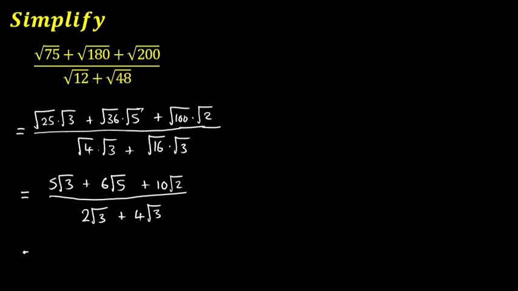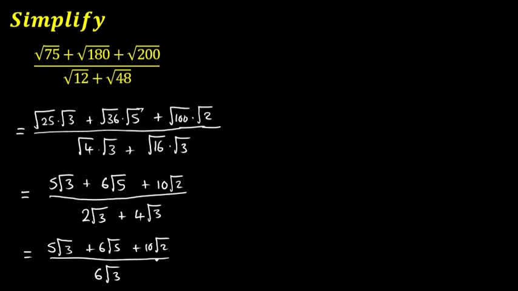So in the denominator, they are like terms. We have root 3, so just add the 2 and the 4. So this means that we'll have 5 root 3 plus 6 root 5 plus 10 root 2, and this is over, if we add the 2 and 4, we'll get 6 root 3.